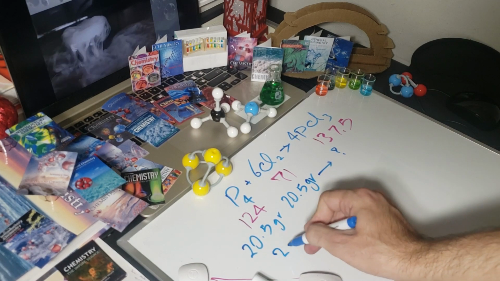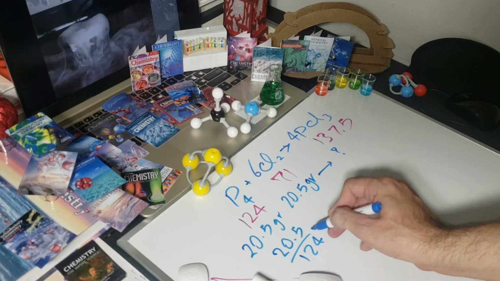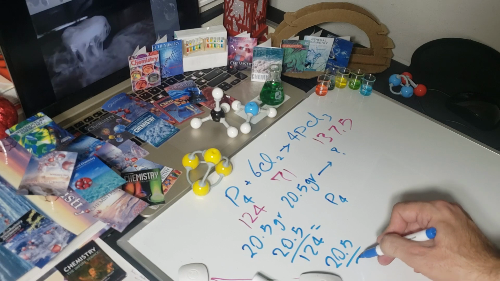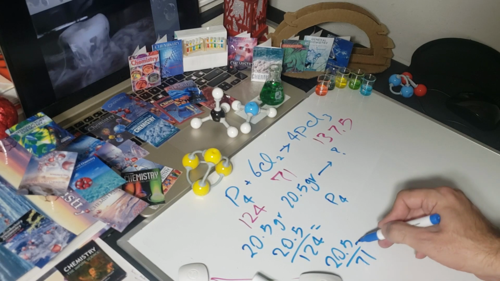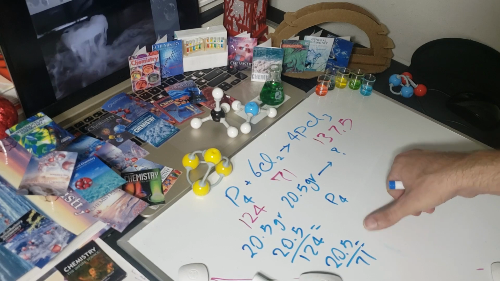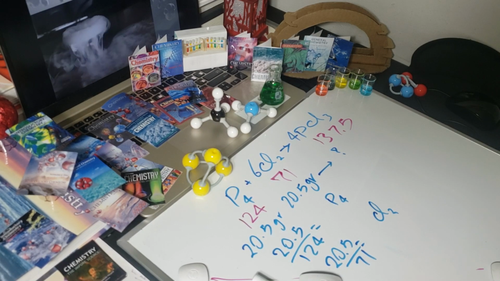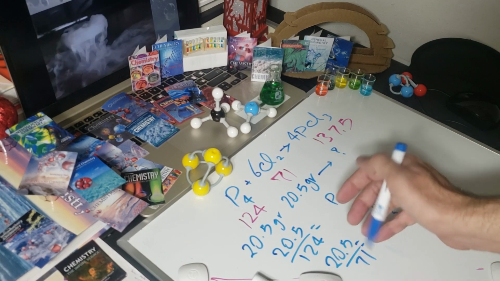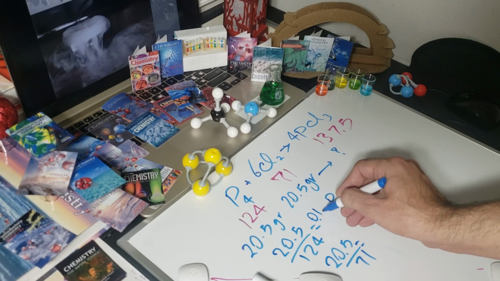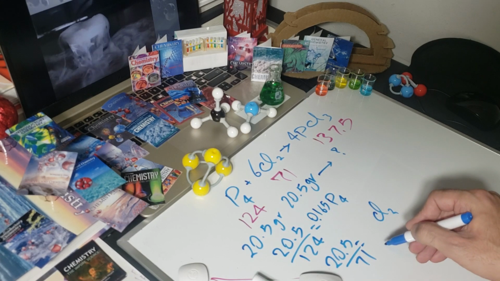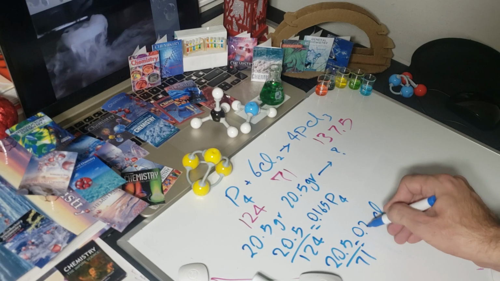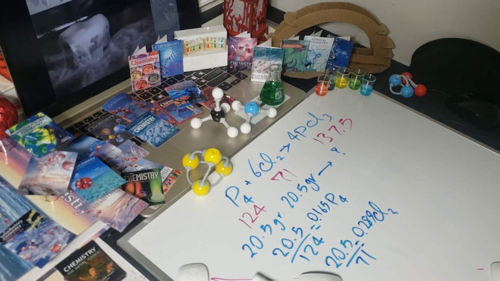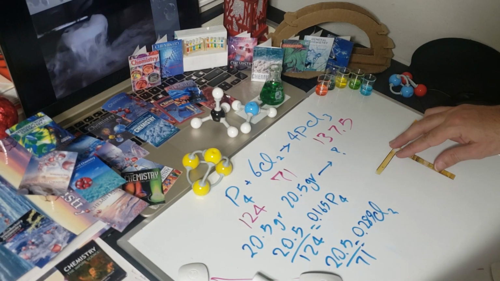Okay, so 20.5 grams divided by 124, that's moles of P4, and 20.5 grams divided by 71, that's the moles of Cl2. Okay, and with that we could produce a table. So this would give me 1.65, and this would give me 2.89, and I could go on and produce a table.